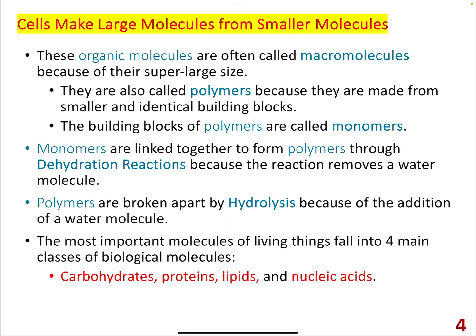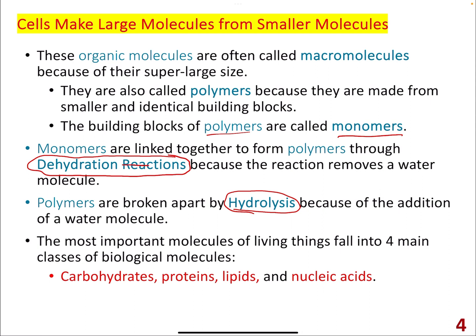Cells are going to make large molecules from smaller molecules, so we've established that. So this slide is really just showing you the names: monomers coming together make polymers. So the most difficult concept really here is in these two words. Circle them and let's break it down.